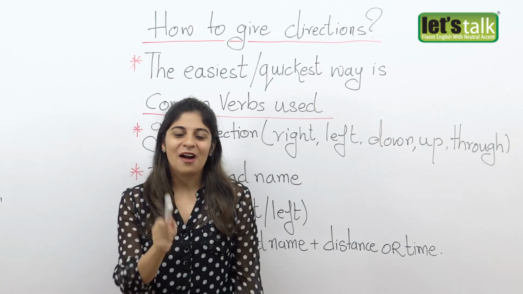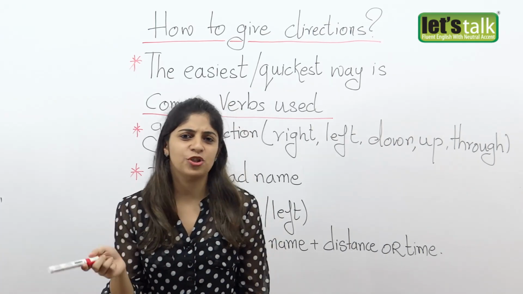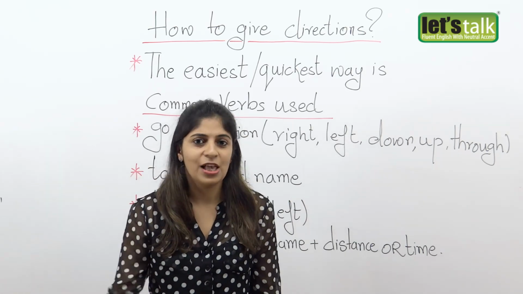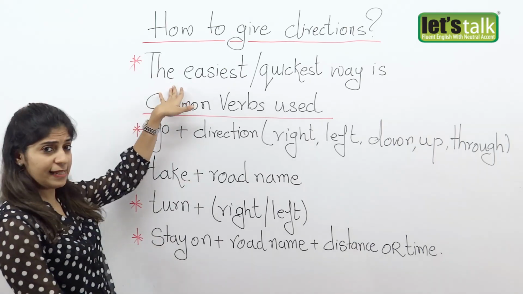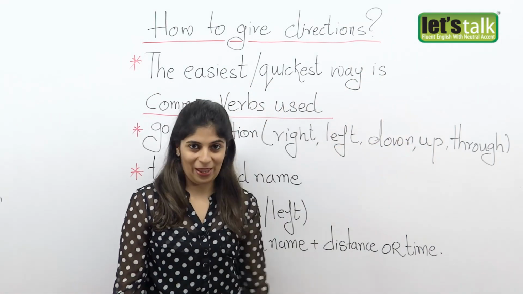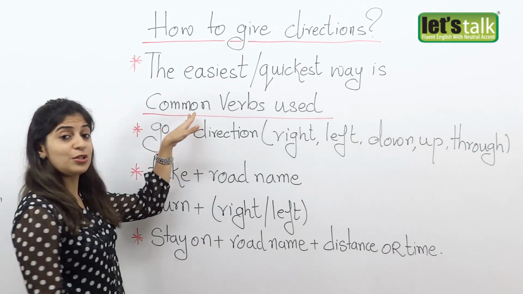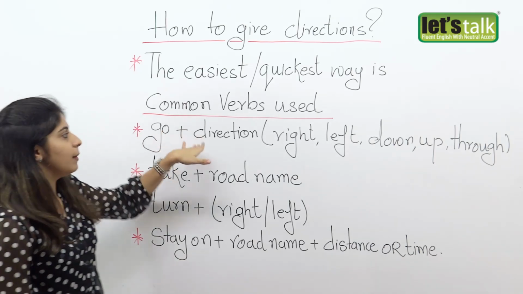Okay, so how do we begin? Now I come and ask you, how do I get to the main street, or how do I get connected to the highway? So how do you start giving directions? You would say, the easiest or the quickest way is to... Now you would use the common verb go plus the direction.